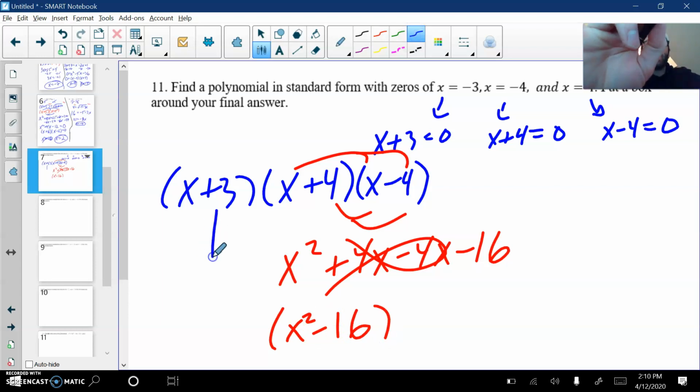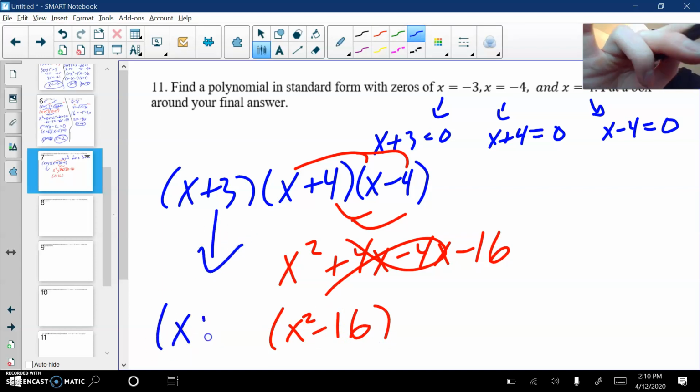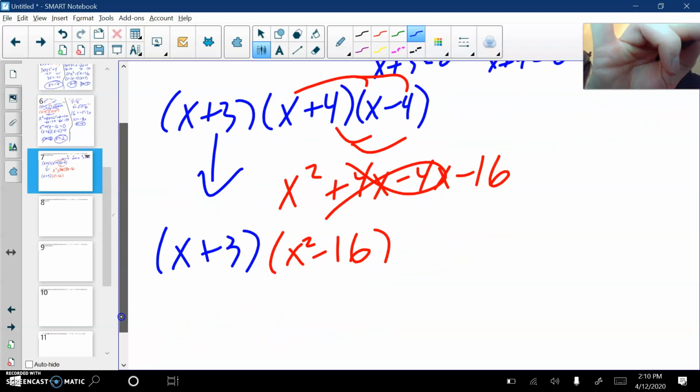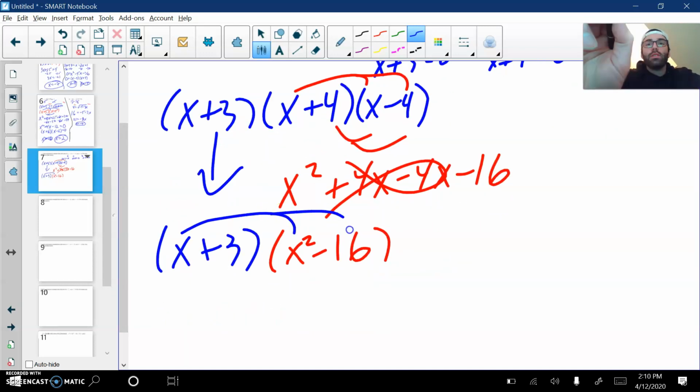And I still have that x plus 3 that I have to bring down. And now I'm going to multiply these two. So this is why I chose to do that. Let's say you didn't. That's totally fine. If I chose to multiply x plus 3 and x plus 4, you would have gotten x squared plus 7x plus 12. And then you'd have to multiply x minus 4 to everything in there.